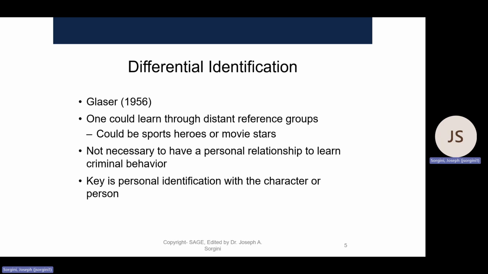Differential identification was through Glaser, and this was the idea of how you identify with reference groups. It didn't require it to be a person who was in your life. It's anyone that you look up to. The example that I often give in my undergraduate classes is people who like superheroes. But you can use movie stars, sports heroes, any other celebrity. Why do they become important to a person?